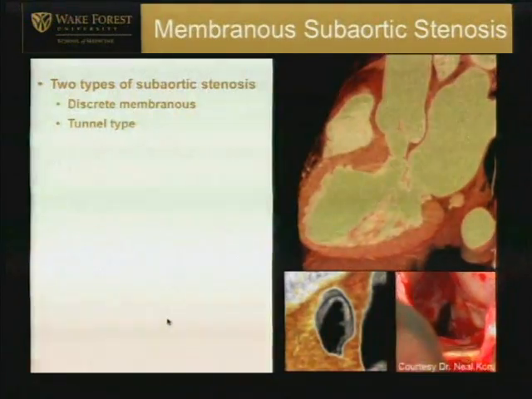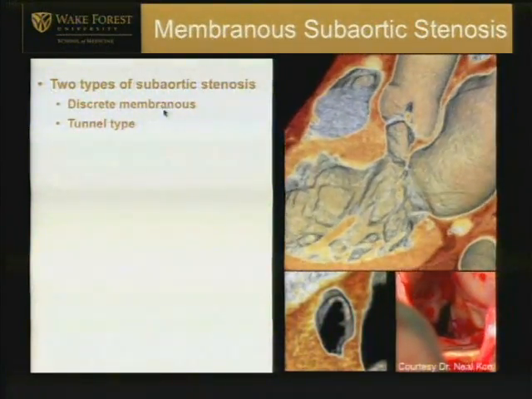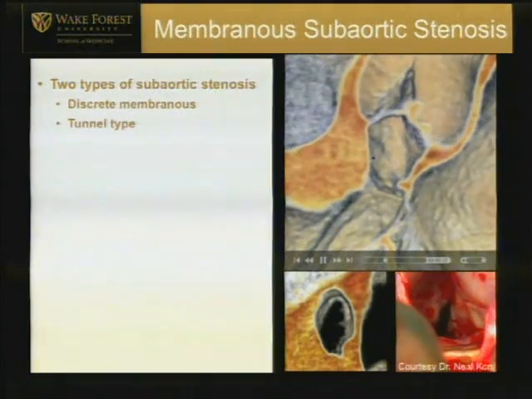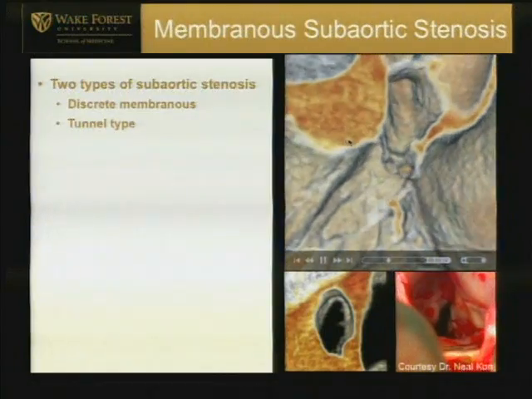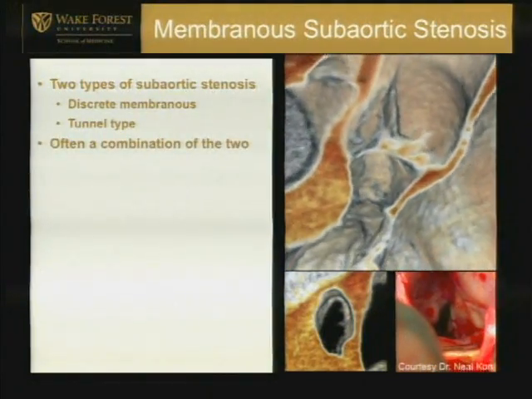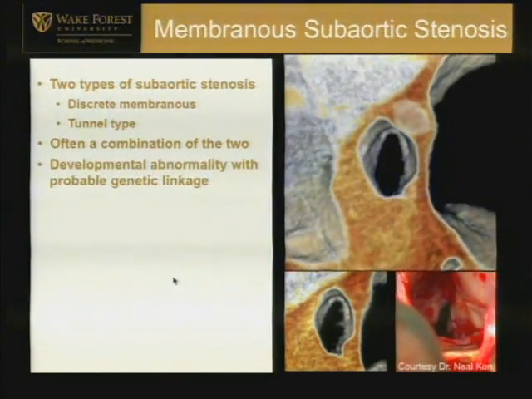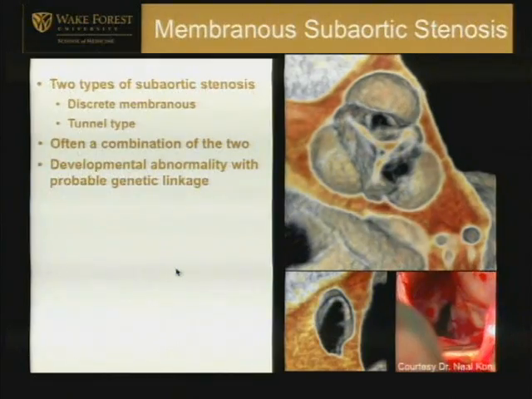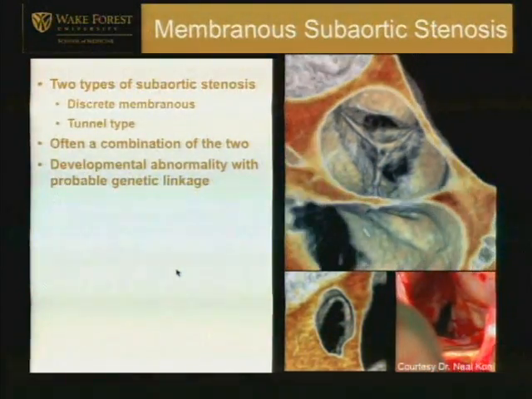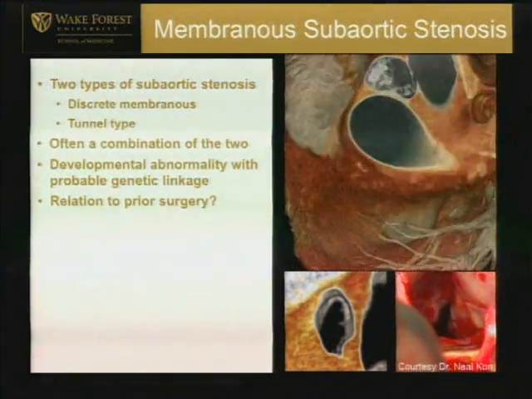There's two main flavors, if you will, of subaortic stenosis. There's the discrete membranous variety, which we're discussing here, and then there's also the tunnel type variety, where there's more of a generalized muscular narrowing of the left ventricular outflow tract. Oftentimes there's a combination of the two, as in this case. It's a poorly understood abnormality. Most people believe that it's developmental with a probable genetic linkage. But some studies have shown that there's a relationship with prior surgeries.